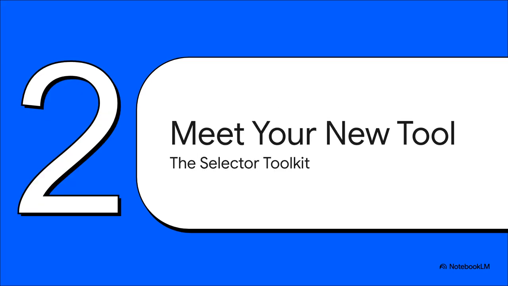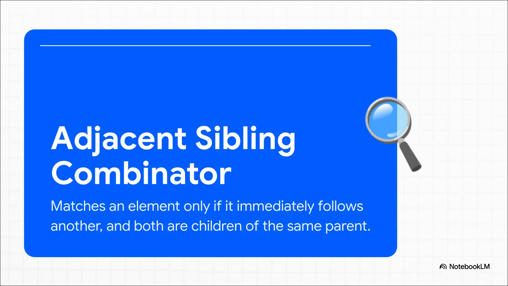All right, it is time to upgrade that selector toolkit of yours. We're going to look at a CSS feature that was practically designed for this exact situation. One that lets us target an element based on its relationship to the element right next to it. Say hello to the adjacent sibling combinator.